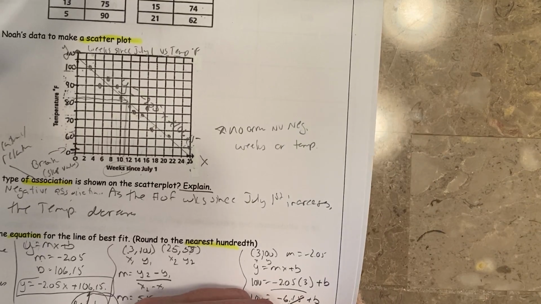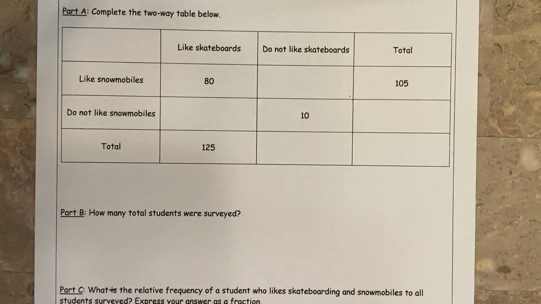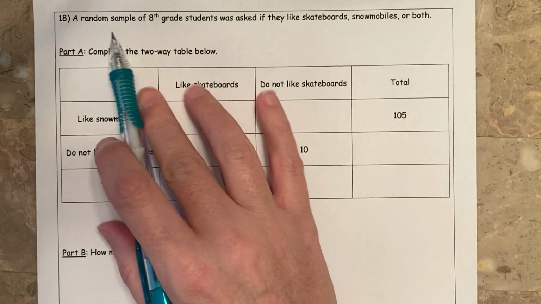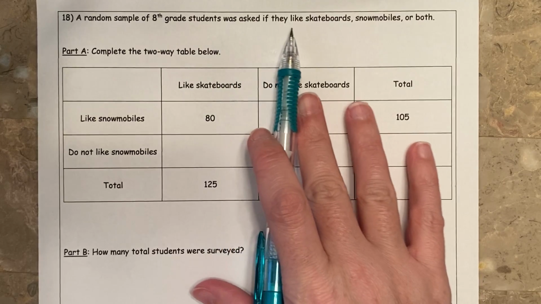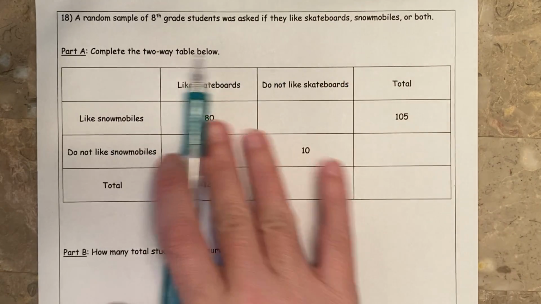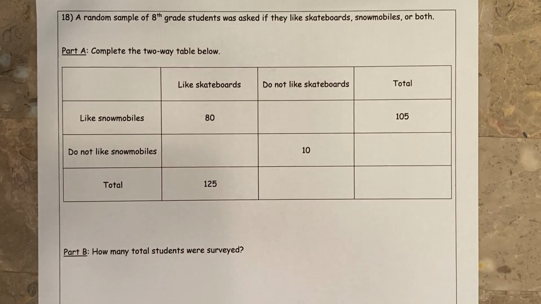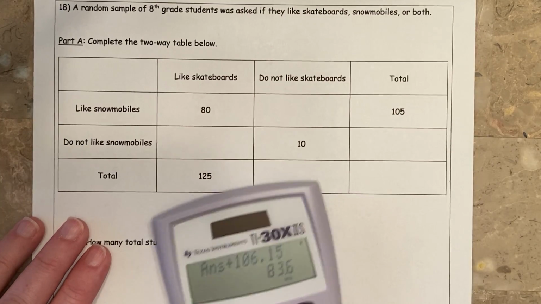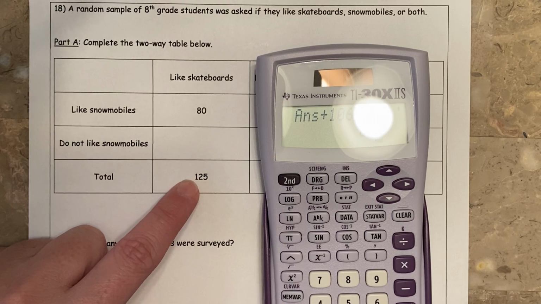All right, we got one more question, and this is what we spent our last couple days on, and this is our two-way table. So a random sample of 8th grade students was asked if they like skateboards, snowmobiles, or both. Complete the two-way table. Remember, you can start whichever way you want first. You want to start a column or a row, it is up to you. I'm going to start a column. So this is your total.